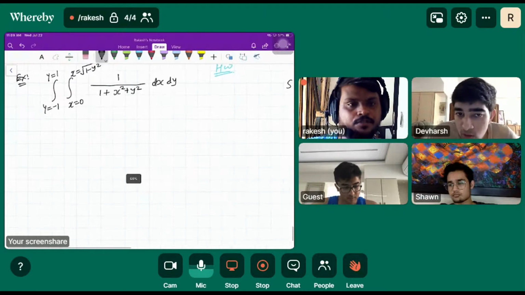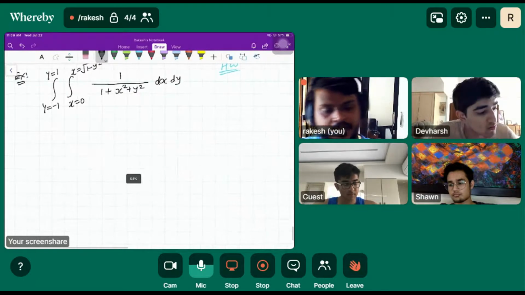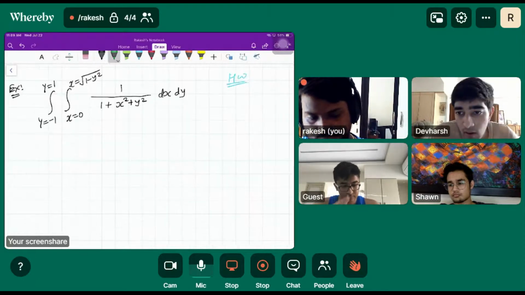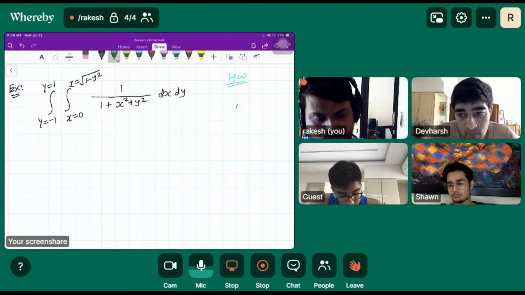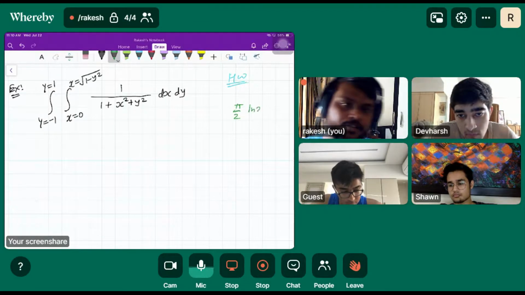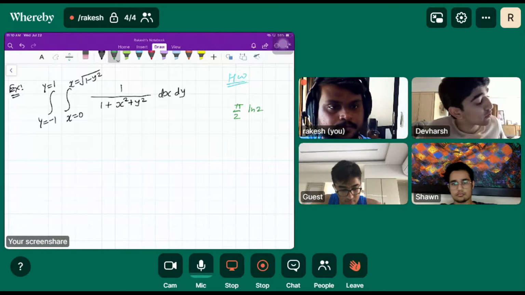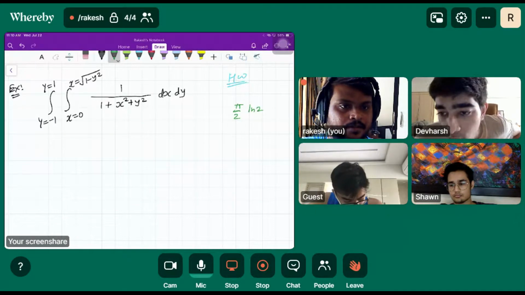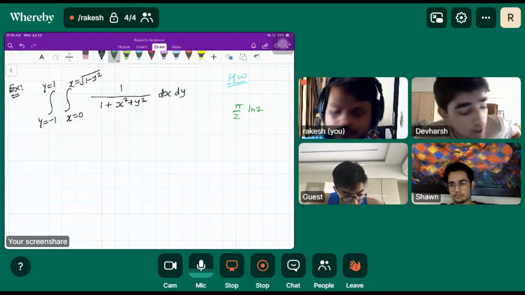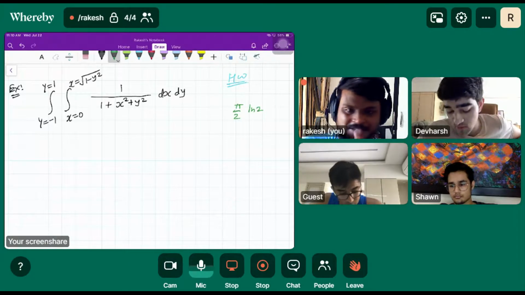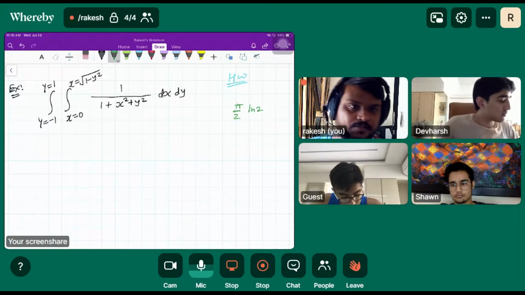So this was the approach I used. See, the answer of this question is, please check your answer, Dev, pi by 2 ln 2. What did you get? I got 4 in the denominator instead of 2, but otherwise identical. So it may be a basic calculation mistake.